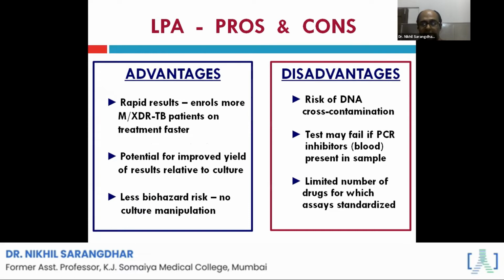Coming to the line probe assay, the advantages are that it gives you rapid results. Unlike GeneXpert, which only gives you RIF resistance, line probe assay can also diagnose INH resistance, therefore giving you a definitive diagnosis of MDR-TB, and the second line LPA can also give you diagnosis of pre-XDR or XDR-TB. There's potential for improved yield of results relative to cultures coming positive, and again there is less biohazard risk as compared to culture. The disadvantages are that there is a risk of DNA cross-contamination. The test will fail if PCR inhibitors, for example, blood, are present in the sample, which can happen sometimes during sample collection. And again, there is a limited number of drugs for which the line probe assay is standardized.